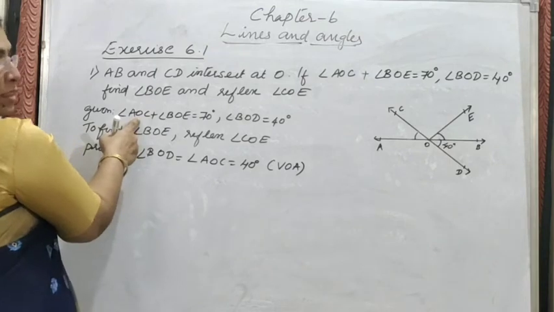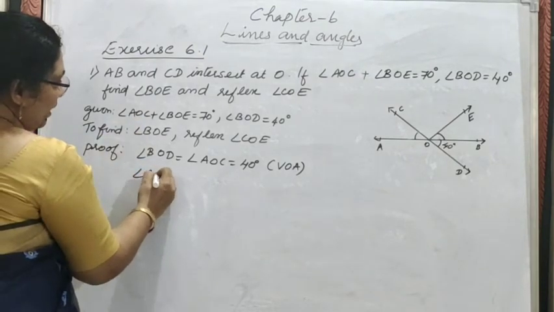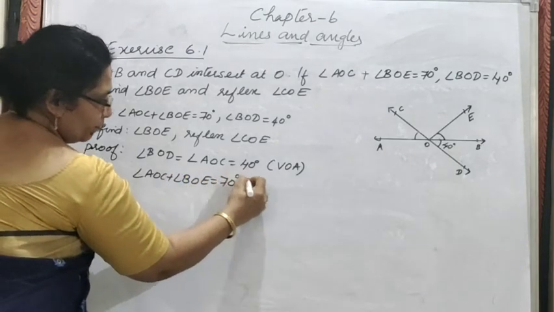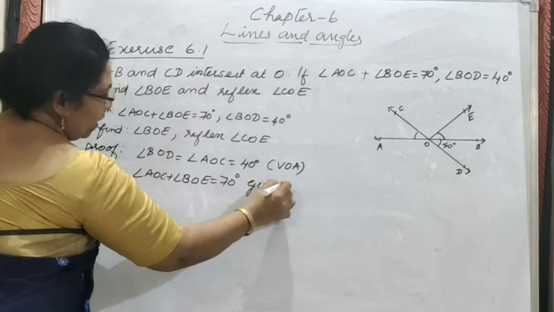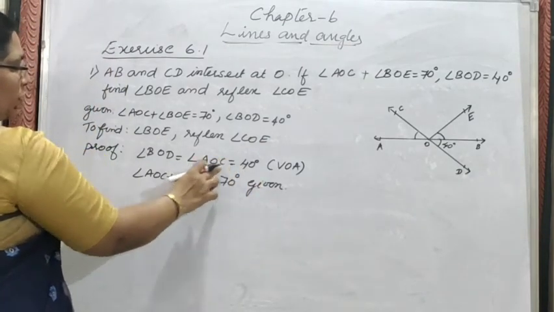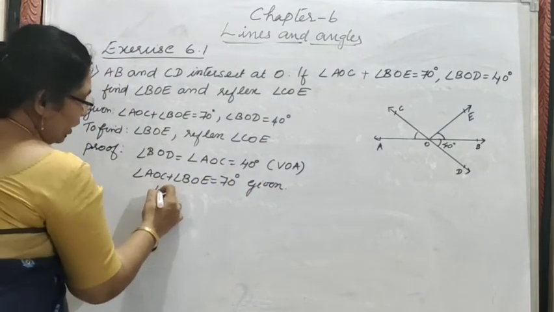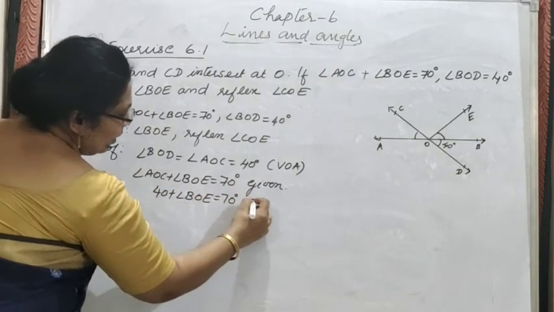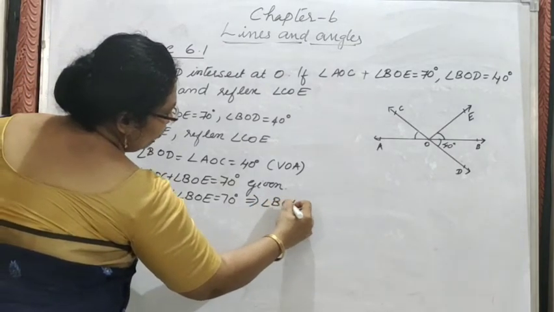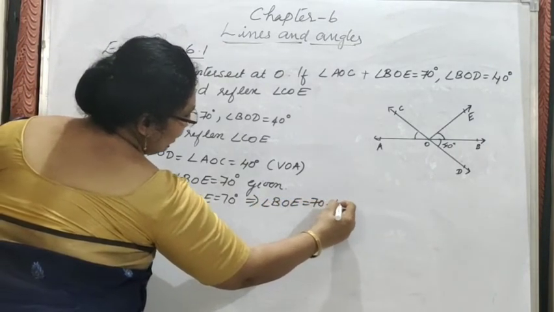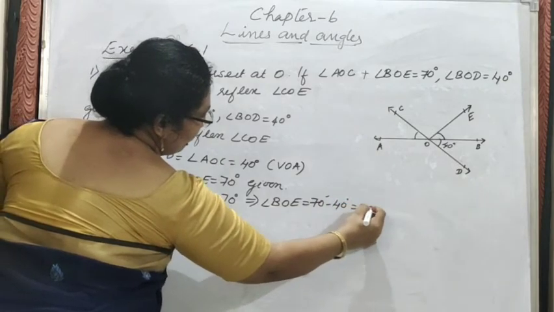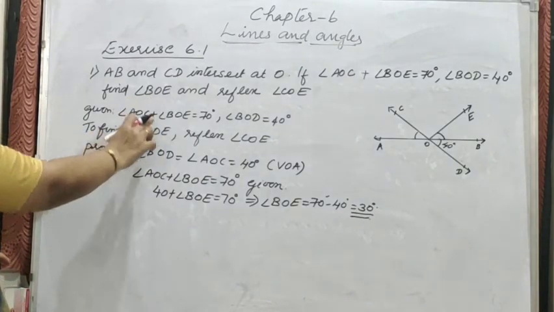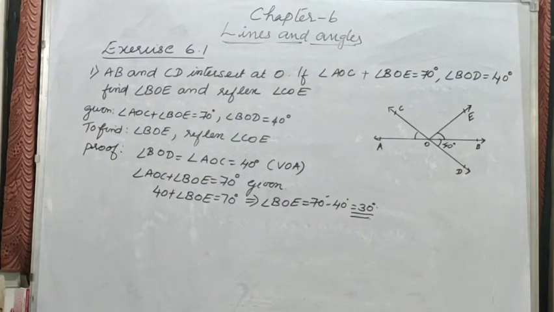Now what is the statement given in the question? Angle AOC plus angle BOE equals 70 degrees. This is given. Now we got BOD as well as AOC is 40. That means 40 plus angle BOE equals 70, which implies angle BOE equals 70 minus 40 degrees. It is equal to 30. So the first answer, to find angle BOE: angle BOE equals 30 degrees.